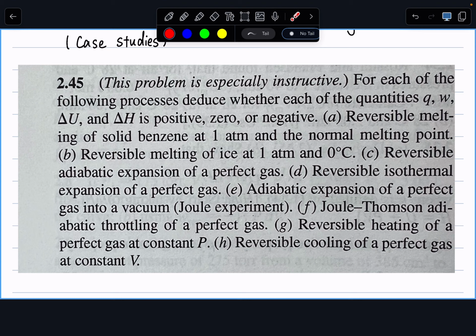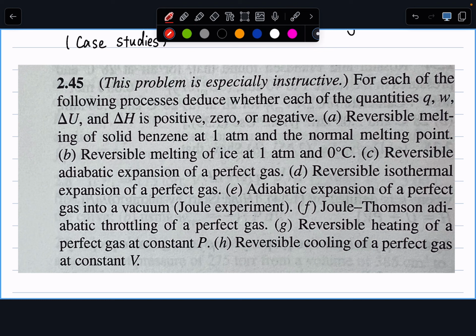I hope we get the same answer. Okay, and now let's skip part B, because this one is effectively the same. The only difference is that the density of ice is lighter than the density of water, right? So for one of them the work is going to be different, but everything else is going to remain the same. So let's look at C.